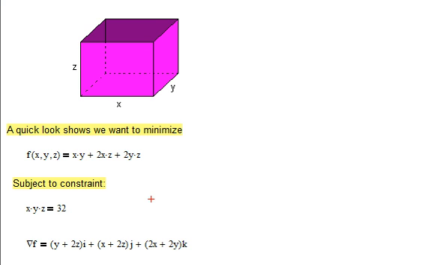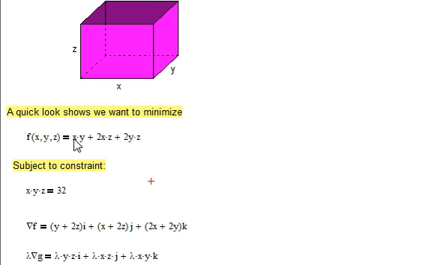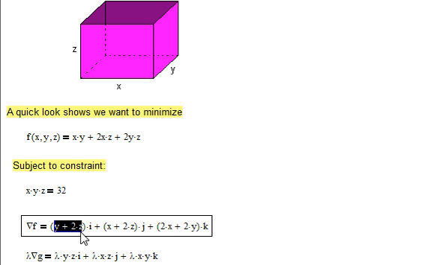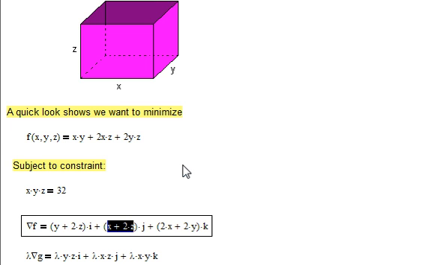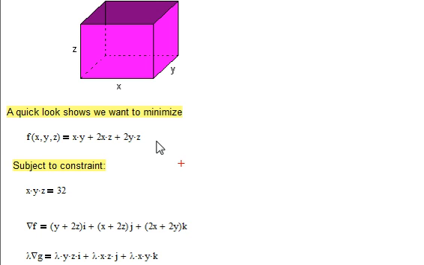Well, del F, that's easy. The partial of this with respect to X is Y plus 2Z, so (Y plus 2Z) i. The partial with respect to Y is (X plus 2Z) j. The partial with respect to Z, my fault, is 2X plus 2Y, so (2X plus 2Y) k. And there's our del F.